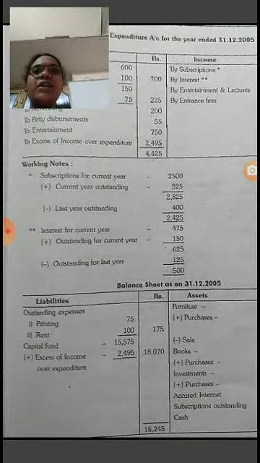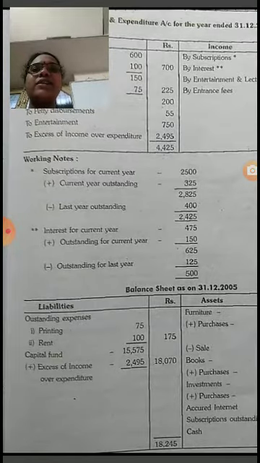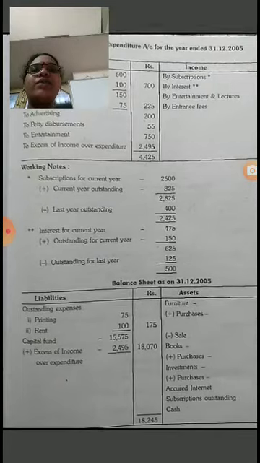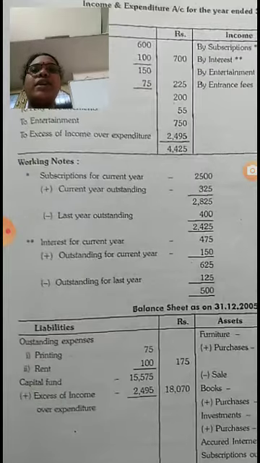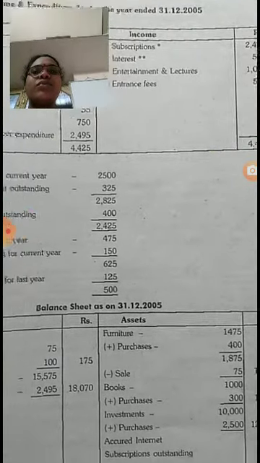Now this is the income and expenditure account. First, to rent that is 600, and again we have to add the outstanding rent, that is 700. Now printing is 150. Outstanding printing is 75, given in the adjustment. 150 plus 75 is 225. To advertising is 200. To petty disbursements 55. To entertainment 750. And again, credit side, subscriptions is 2425.